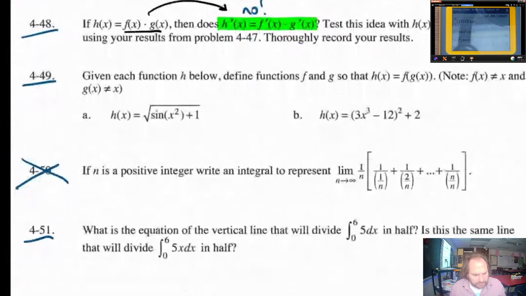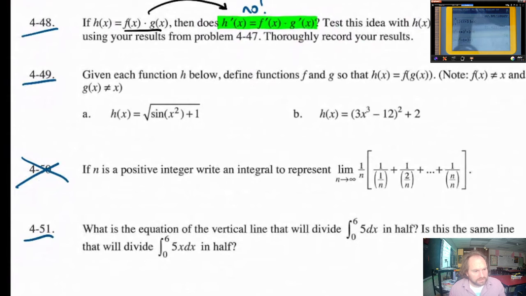449 is going to ask us for some composite functions. It's going to ask us to actually split apart some things. So let's think about this. Define functions f and g so that h of x is a composite f of g of x.